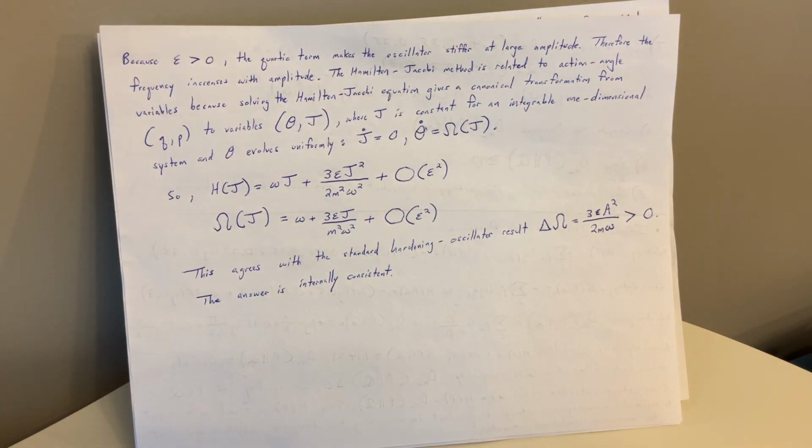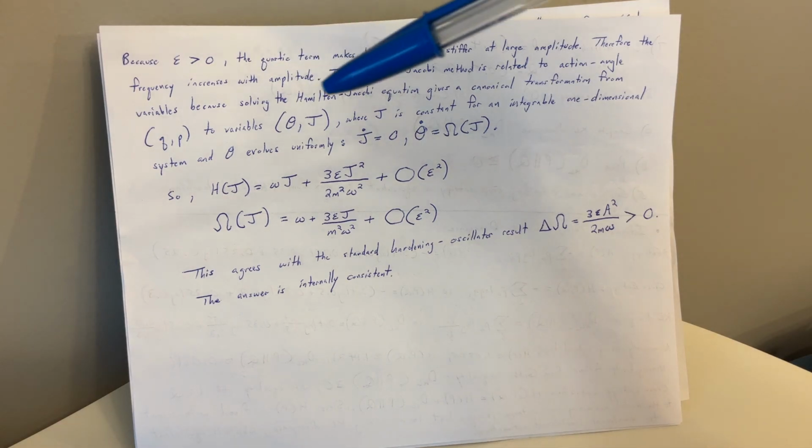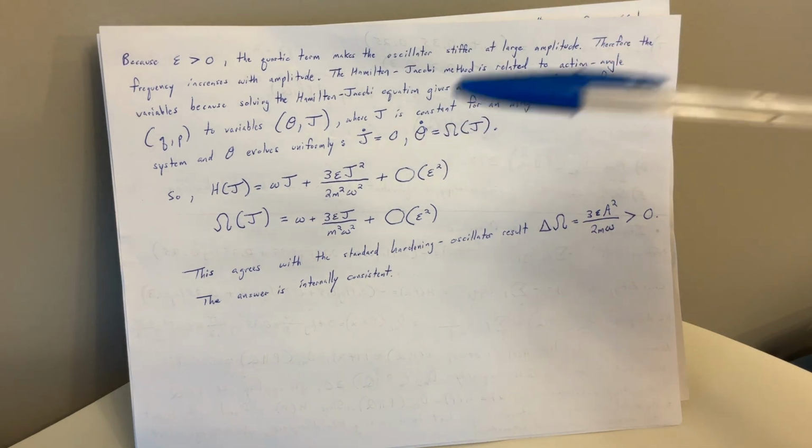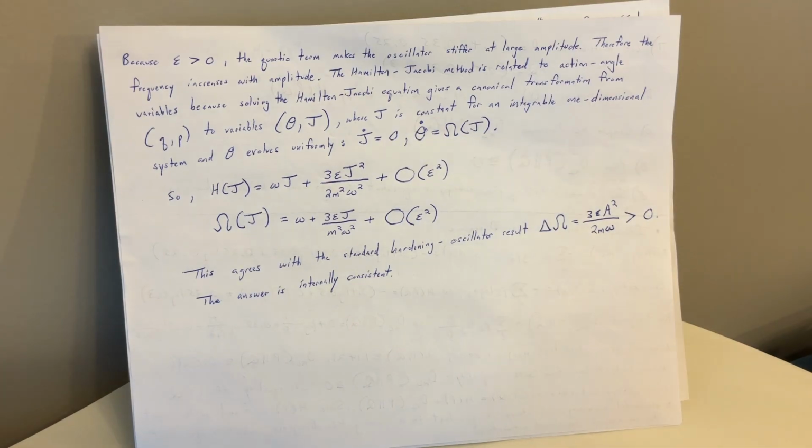Because ε is greater than 0, the quartic term makes the oscillator stiffer at large amplitude. Therefore, the frequency increases with amplitude. The Hamilton-Jacobi method is related to action-angle variables because solving the Hamilton-Jacobi equation gives a canonical transformation from (q, p) to variables (θ, J), where J is constant for an integrable one-dimensional system and θ evolves uniformly, such that J̇ = 0 and θ̇ = Ω(J).